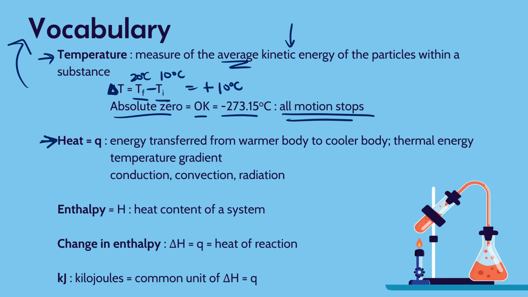Heat. Heat in common everyday language is not the same as it is here in thermodynamics. Heat is energy transferred from a warmer body to a cooler body. It is thermal energy. But in order for us to have heat, we have to have a temperature gradient. There has to be a warmer body and a cooler body. You can't just talk about, whoa, today there's a lot of heat. That heat doesn't exist unless there is some thermal energy being transferred from a warmer body to a cooler body.